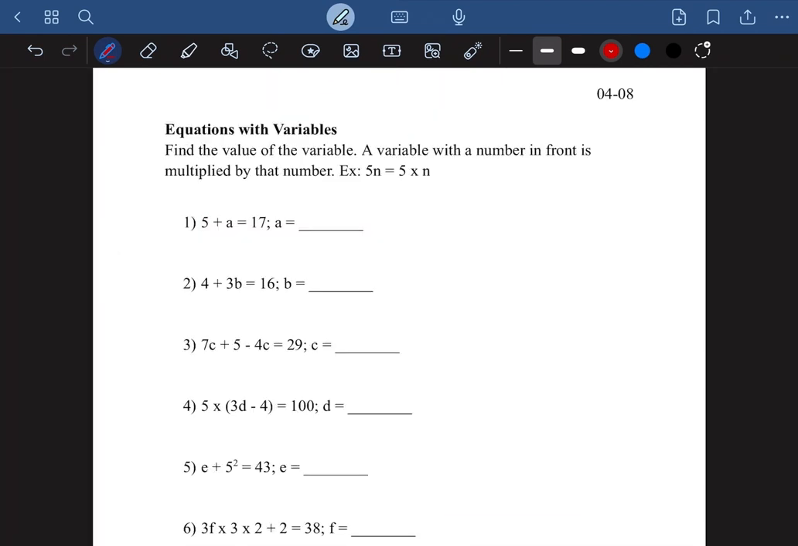Equations with variables. Find the value of the variable. A variable with a number in front is multiplied by that number. Example, 5n is equal to 5 times n.